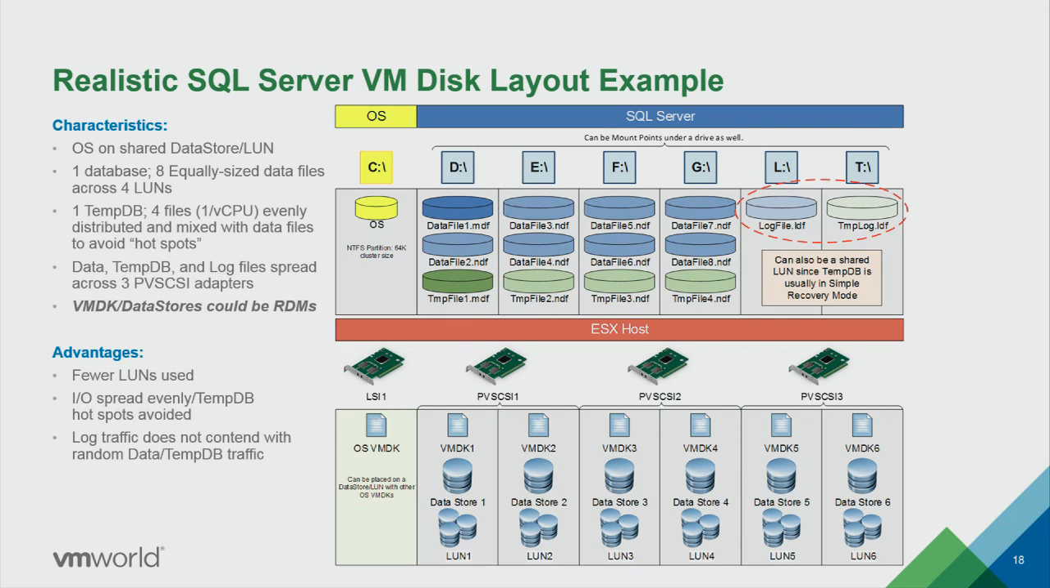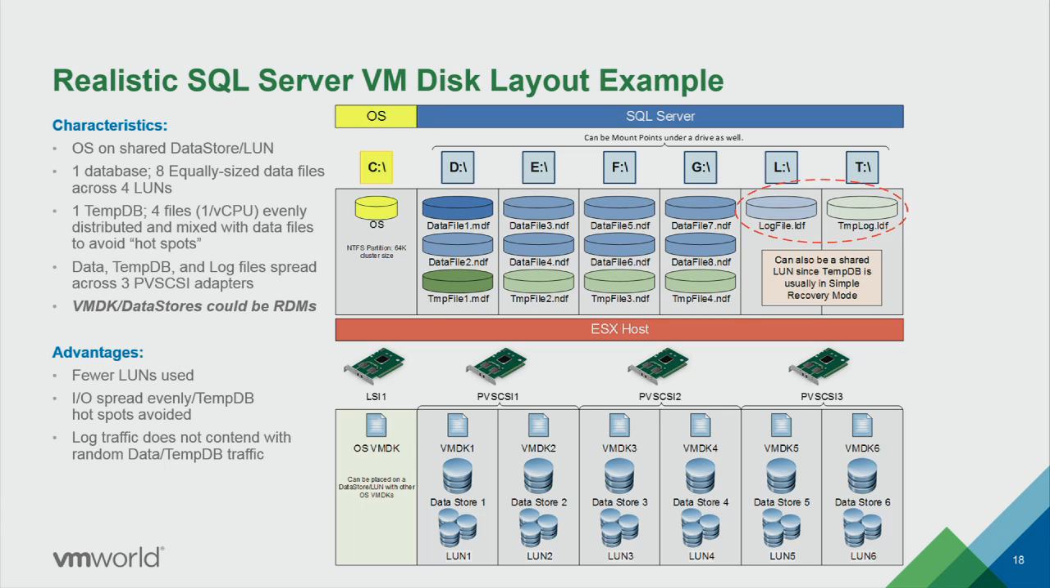Here we've considerably reduced the number of LUNs. We still have our OS on VMDK. It's going through the LSI Logic adapter. We've taken 2 data files and 1 TempDB file on each LUN. And keep in mind that that LUN needs to be sized appropriately to handle the aggregate IOPS of all 3. But as long as you do that, this is an acceptable solution that reduces the number of LUNs that you're using and still separates out the traffic in a meaningful way.